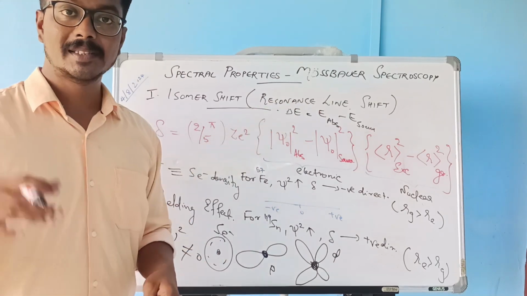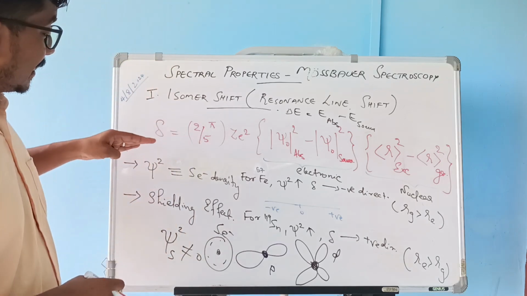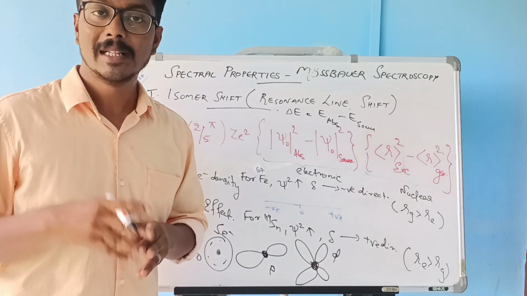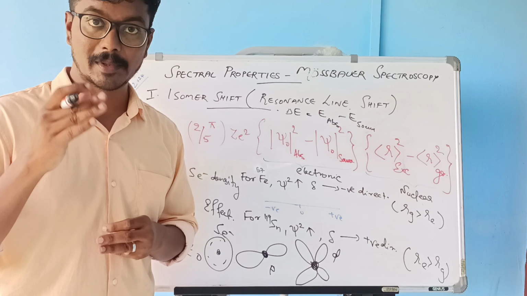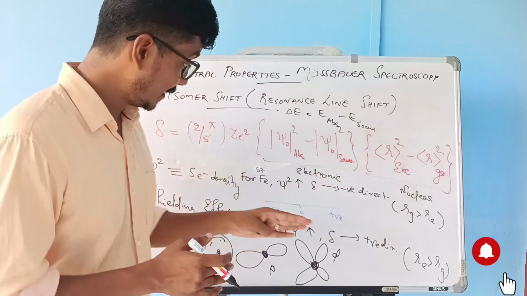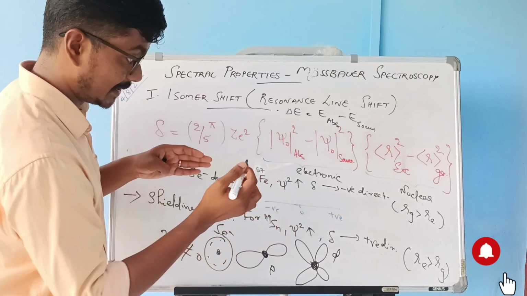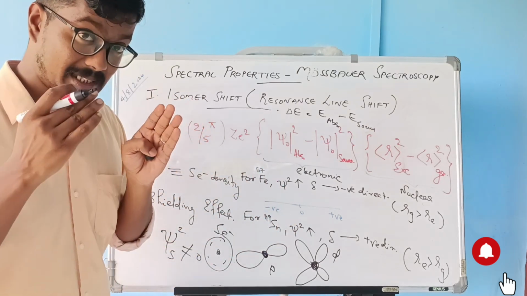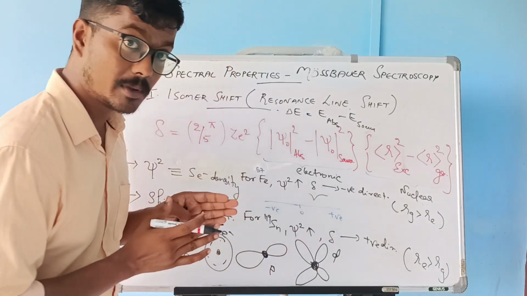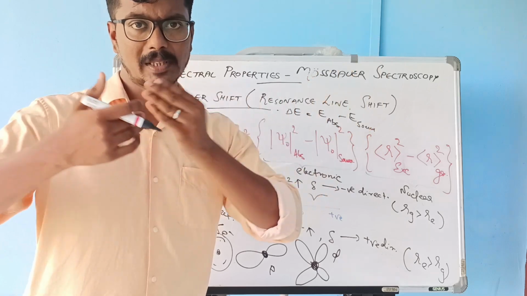So this psi square gives the presence of s electron density at that particular nucleus, right? So the isomer shift can give information on the s electron density around the nucleus, and from the radius of the nucleus also we can determine it. If this is the spectrum, the blue line, and 0 is the central point, if an isomer shift happens, what exactly happens? The spectrum will move either in the positive direction or in the negative direction.